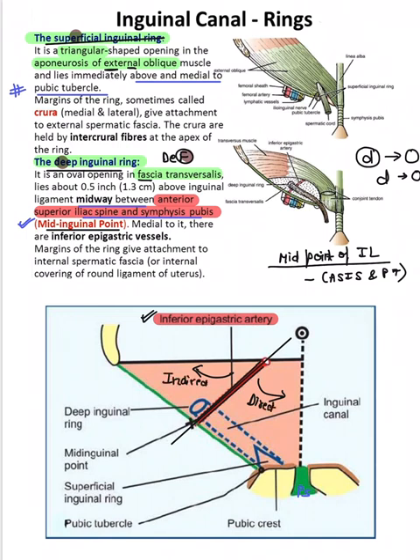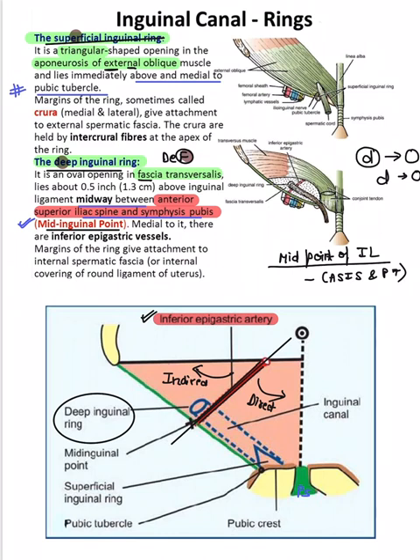See, here we have marked the deep inguinal ring, guys. What was the location of the deep inguinal ring? At the mid inguinal point, that is midway between the pubic symphysis and the anterior superior iliac spine, guys. So this is the mid inguinal point, and this is the superficial inguinal ring, that is triangular shaped, guys.